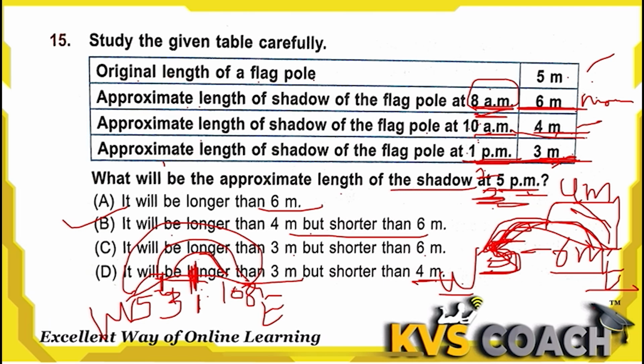Sorry, here it will be 3, and here it will be 5. At 3 it will be 4 meter again, and at 5, after 2 hours, it will be like this according to 8 a.m. So it will be between 4 meter to 6 meter only. Option B is the right answer.